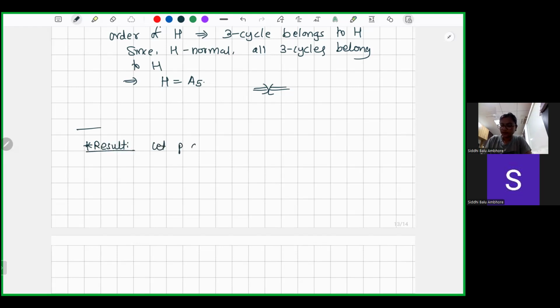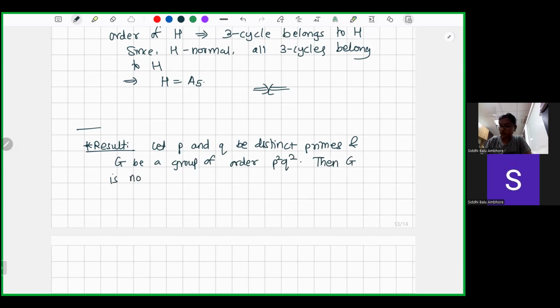Let P and Q be distinct primes and G be a group of order P squared Q squared, then G is not simple. Okay, so this result is true, and you can try to prove it.